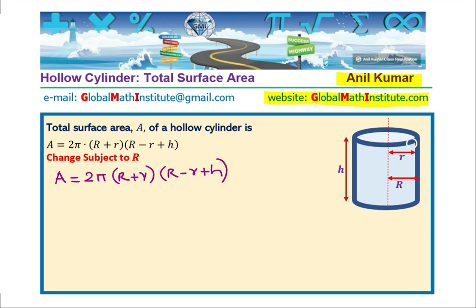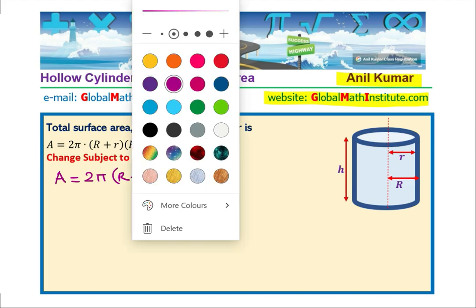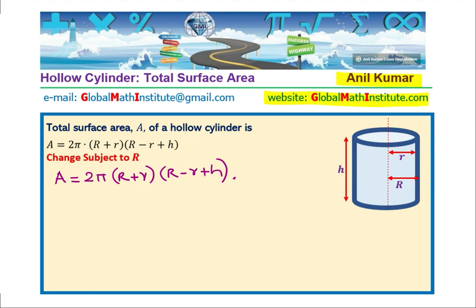A hollow cylinder is shown to you. It is made up of two thin plates, the outer having radius capital R, the inner having radius small r, and height h. So you can derive this particular formula. As I said, you can also watch my video for the derivation. But here we are focusing on one very important topic, and that is how to isolate or change the subject to capital R.